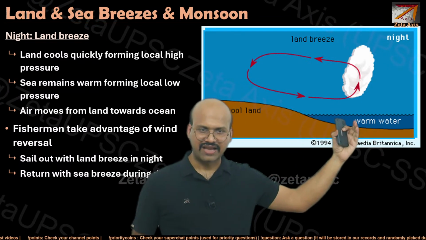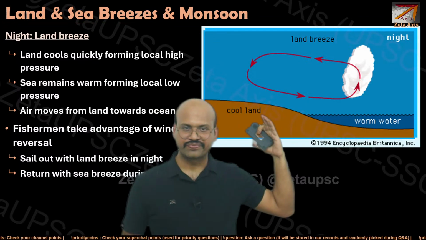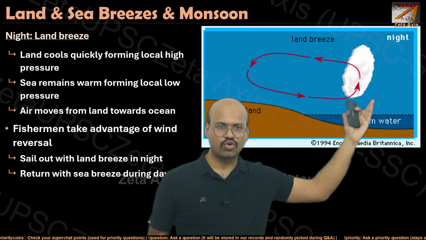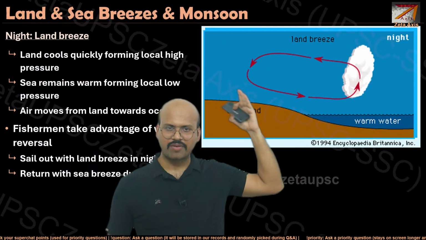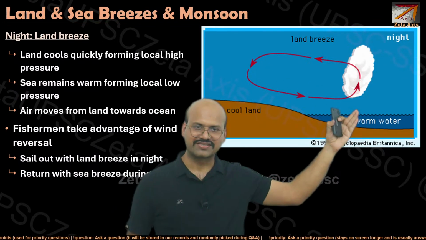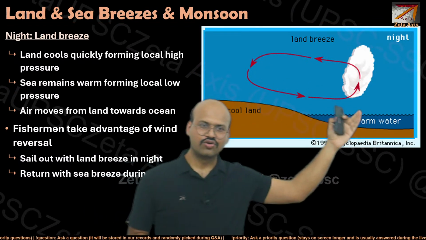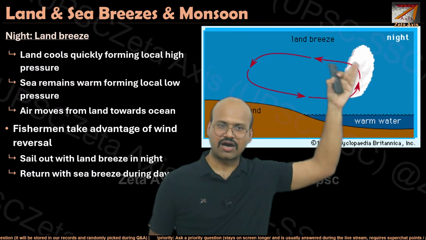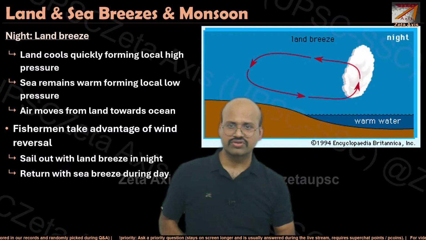And that is why now we will see that here, this is cooler, therefore high pressure is over here. This is warmer, therefore low pressure is over here. Wind will move from the high pressure region towards the low pressure region. Thus, wind will move from the land towards the water. It will rise up over here because air is warmer over here, creating clouds and giving rain over the oceans.